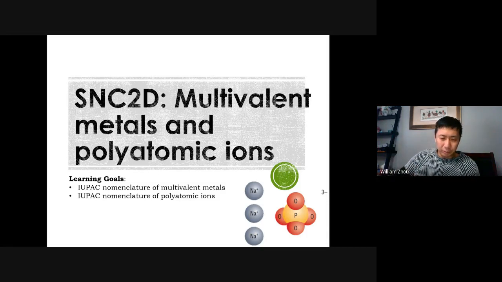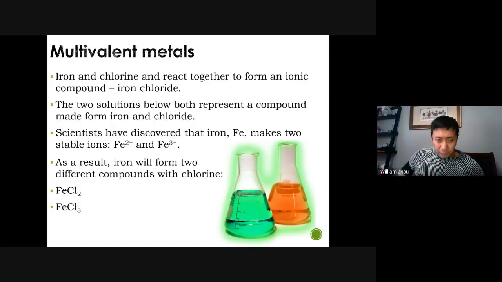So first of all, what are multivalent metals and polyatomic ions? Well, first of all, they're also ionic. So today's lesson is still all about ionic compounds. Iron is one example of a multivalent metal. These metals are usually found in that giant block in the middle of the periodic table called the transition metals. Iron is one of those, and iron can make a compound with chlorine called iron chloride.